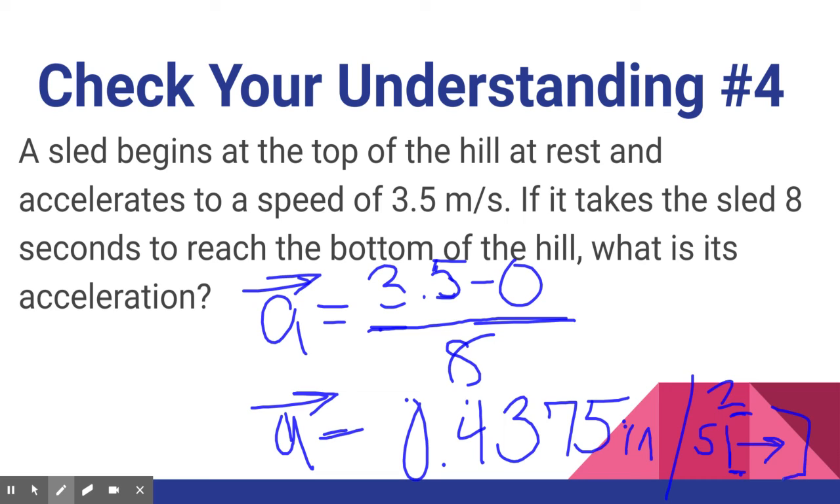We'll just say in this direction. I know it's down, it's supposed to be downhill, but we're going to just say in that direction to keep things simple. So what you should have found is that the acceleration here should have been 0.4375 meters per second squared.